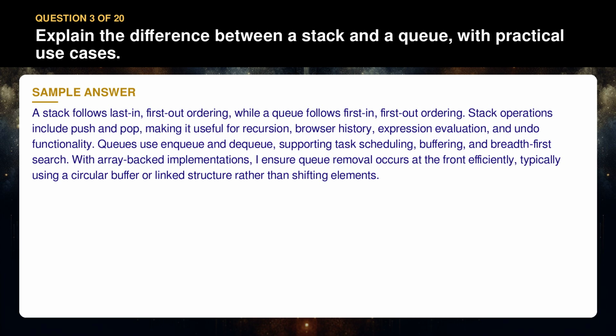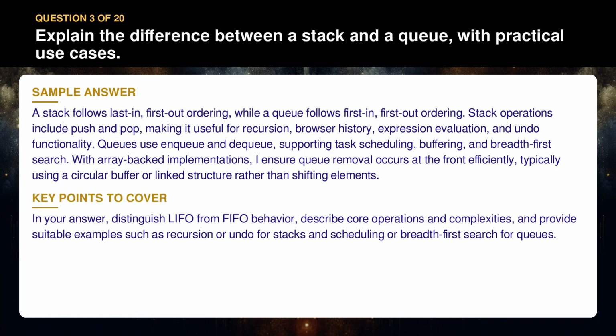With array-backed implementations, I ensure queue removal occurs at the front efficiently, typically using a circular buffer or linked structure rather than shifting elements. In your answer, distinguish LIFO from FIFO behavior, describe core operations and complexities, and provide suitable examples such as recursion or undo for stacks and scheduling or breadth-first search for queues.